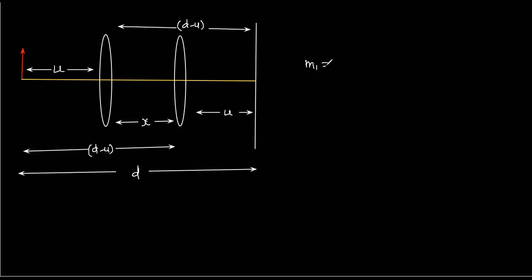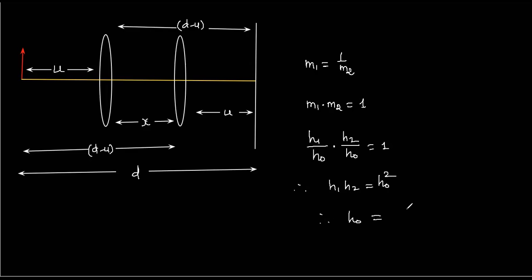So from this you will get m1 is equal to 1 by m2, that is magnification, and therefore m1 into m2 is equal to 1. m1 is the height of the first image, due to the first position, divided by the height of the object, and m2 is the height of the image due to the second position of the lens divided by h naught, is equal to 1, and therefore h1 into h2 is equal to h naught square, and therefore h naught is equal to under root of h1 into h2, the heights of the images at the first and second positions.